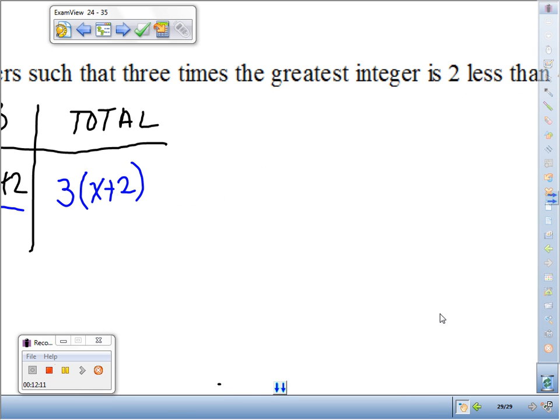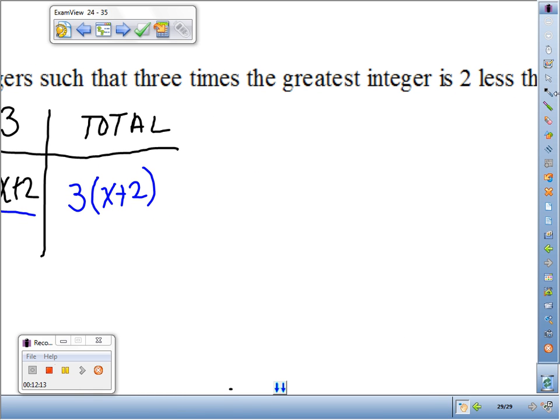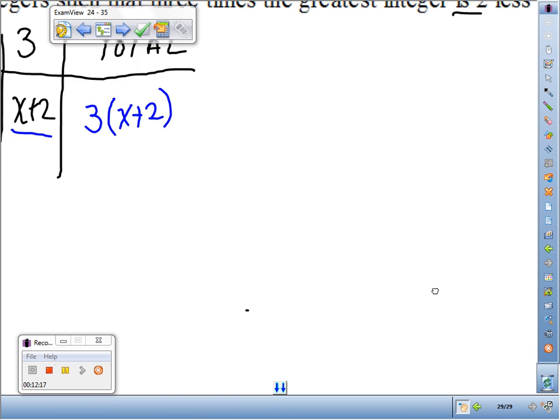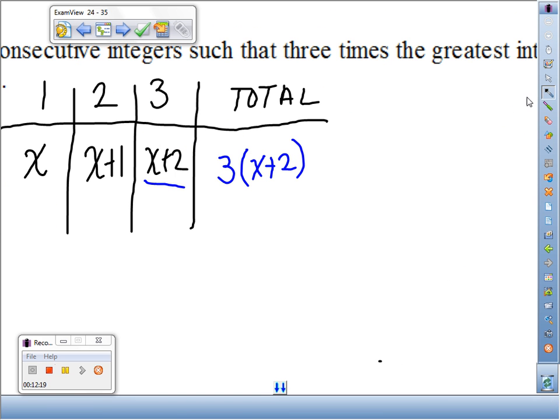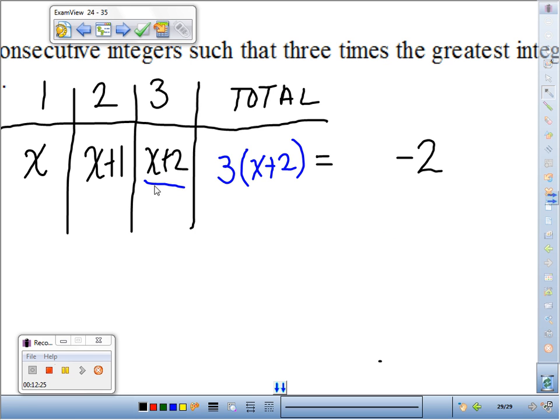And then it says, is 2 less than 4 times the least? Which is the least one of these? X, 4 times that is 4x. Follow that, please, and answer the question. Go.